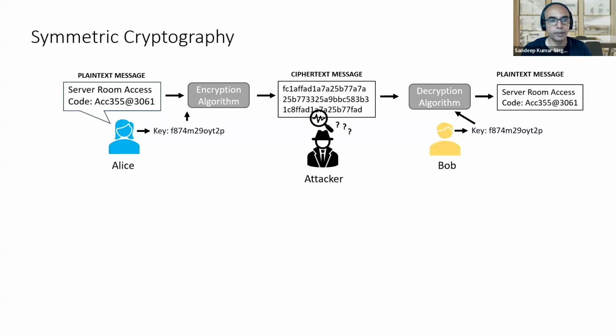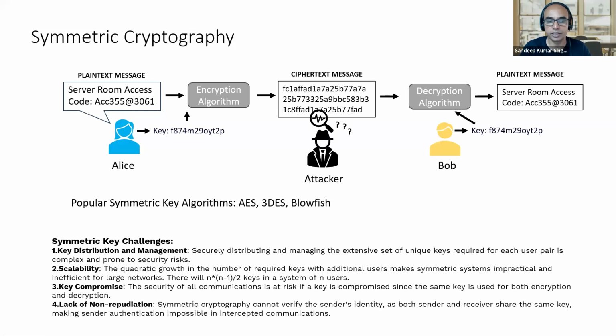I'll quickly run through all this. Symmetric cryptography, as you can see, the same key is used to encrypt and decrypt, right? The examples are AES, 3DES, Blowfish, right? The challenge is key distribution.